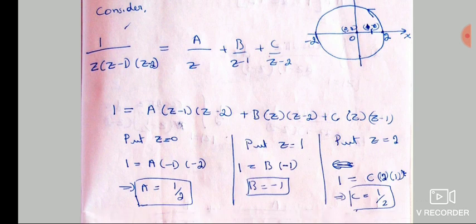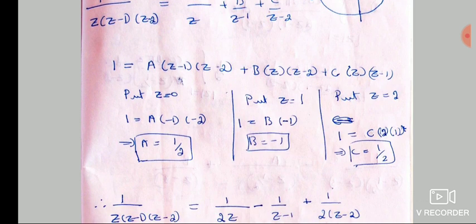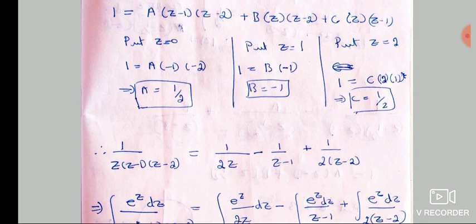The next value will be z is equal to 1, because in the second term you have b by z minus 1. When you put z is equal to 1, the first term becomes 0 because of 1 minus 1. In the second term you will get the answer, that is 1 into 1 minus 2, that is minus 1. So b is equal to minus 1. In the third term you have 1 minus 1, 0, so the third term also becomes 0. Now to find c you have to put z is equal to 2. So the first two terms become 0. In the third term you will get 2 into 1, and c will be half.